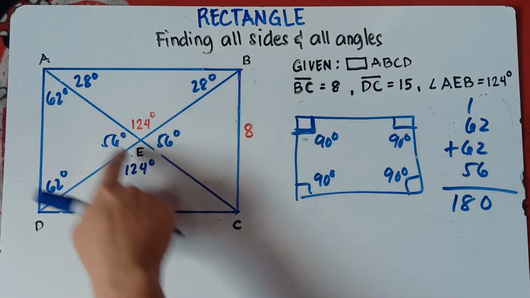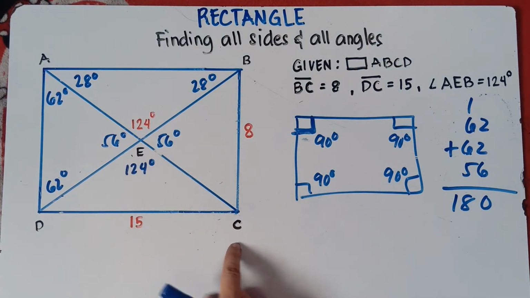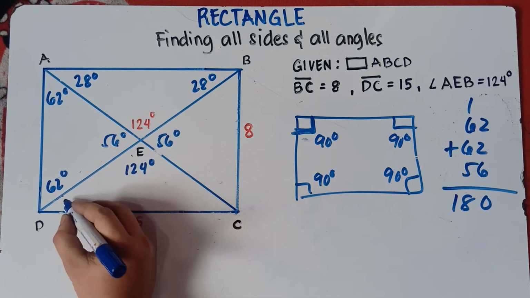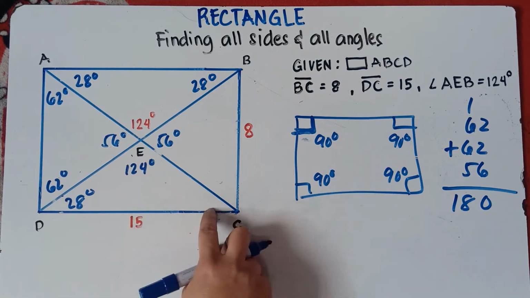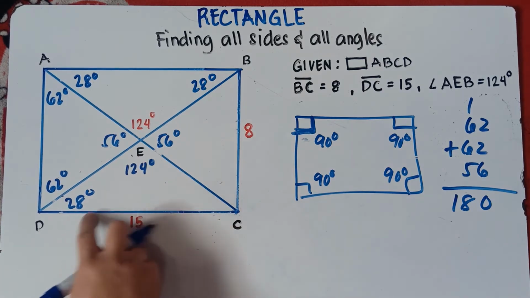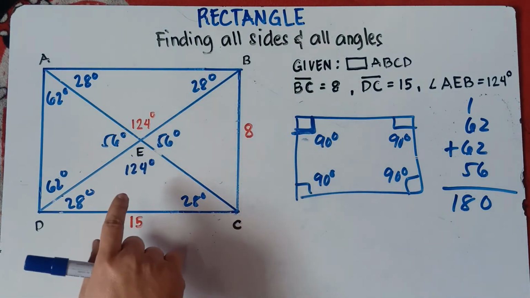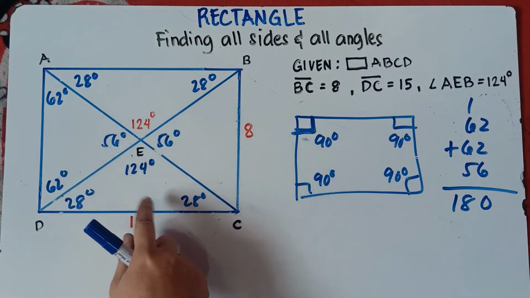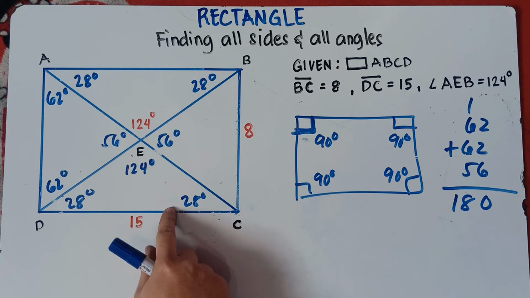This triangle AEB is just the same as triangle DEC. So if this is 124, this will be 28, right? Because 62 plus 28, this is 90. Okay, same scenario with this one, class. If this is 28, this should also be 28. Because this triangle has the same measure as this triangle. So I hope you get the pattern, class, for this one. Or you can use the alternate interior angles. If this is 28, this is also 28.